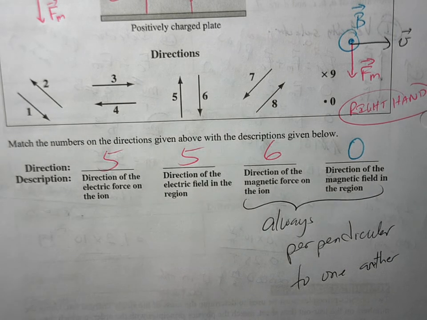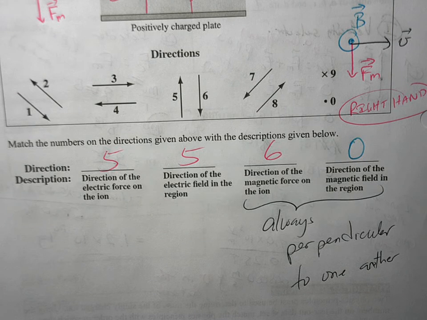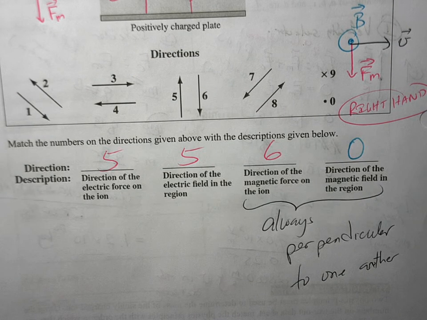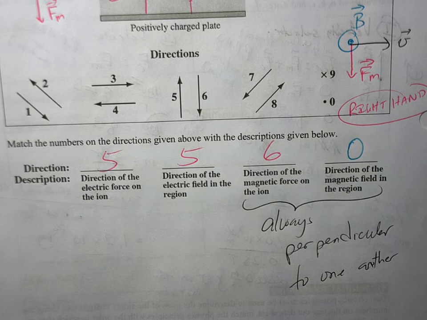The first 3 blanks, if you pick the wrong hand, if you use your left hand, you'll likely get these right. Where you're going to get this wrong is the last blank. If you used your left hand instead, you'd end up finding that the field goes into the page. So when you're doing any of these questions with hand rules, make sure you're paying attention to which hand you need to use. Pay attention to the polarity of the charge, whether it's positive or negative. That will affect things when you're dealing with magnetic fields and magnetic forces.